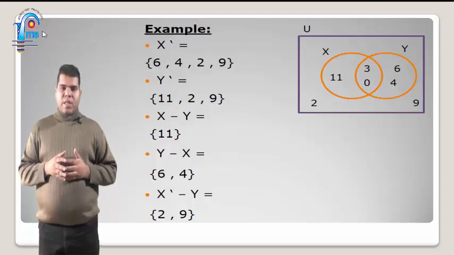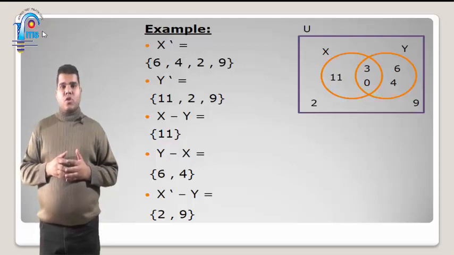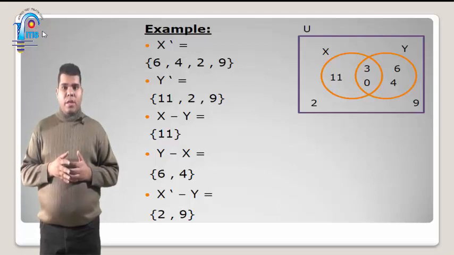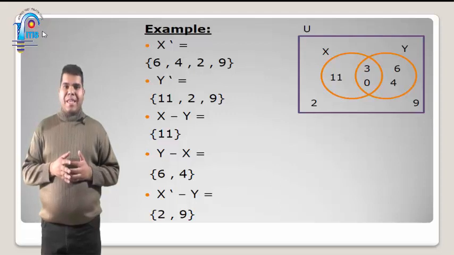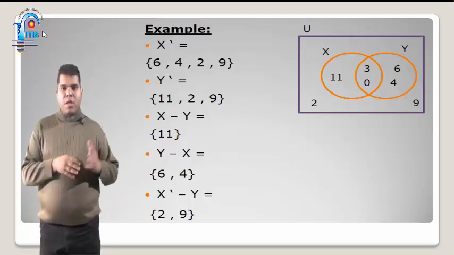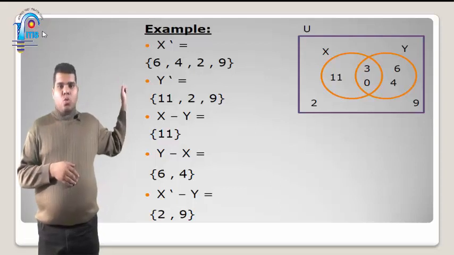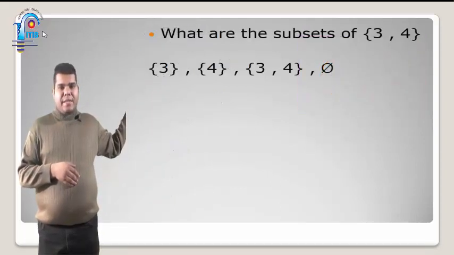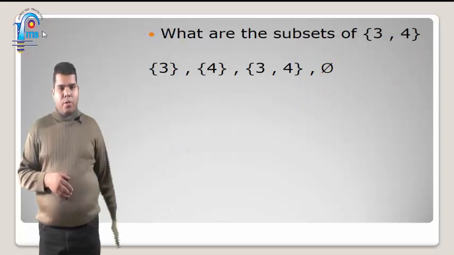Second one is x dash difference y. X dash, as you see in the first one, is 6, 4, 2 and 9. And y is 6, 4, 3 and 0. The difference means what exists in x dash only. You can see from here that only 2 and 9 exist in x dash and do not exist in y.